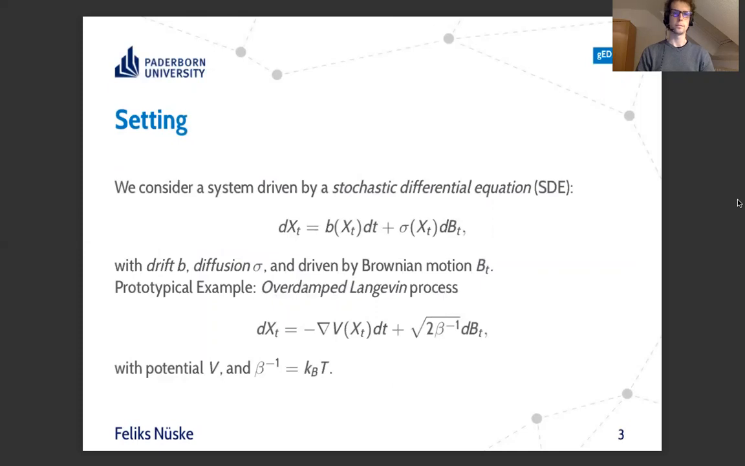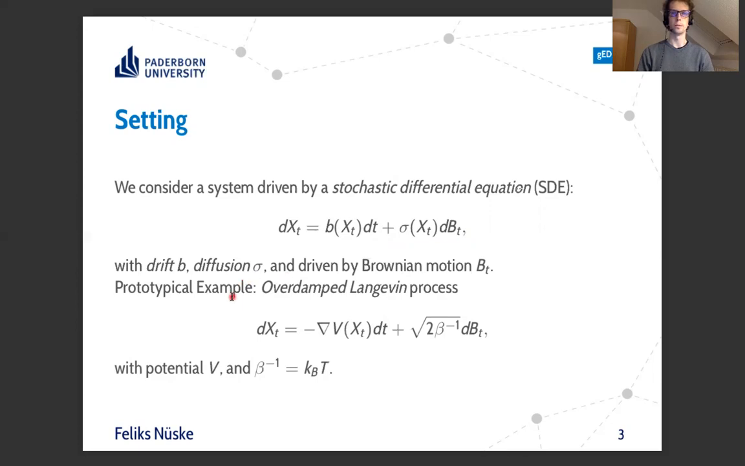So let's set the stage. We consider a system X_t, that's a time-dependent process, which is driven by a stochastic differential equation, or SDE. So that means that the instantaneous change in time of the system is controlled by two components. The first is a deterministic forcing driven by a vector field b that's called the drift. So the first part is what we would also encounter in the case of an ODE. But on top of that, there is also a stochastic forcing driven by the Brownian motion B_t. And at each point in space and time, the intensity of the stochastic forcing is controlled by a matrix sigma, which is usually called the noise matrix or the diffusion matrix.